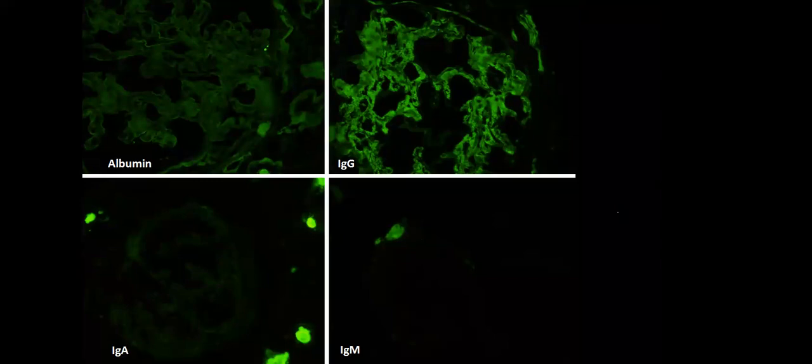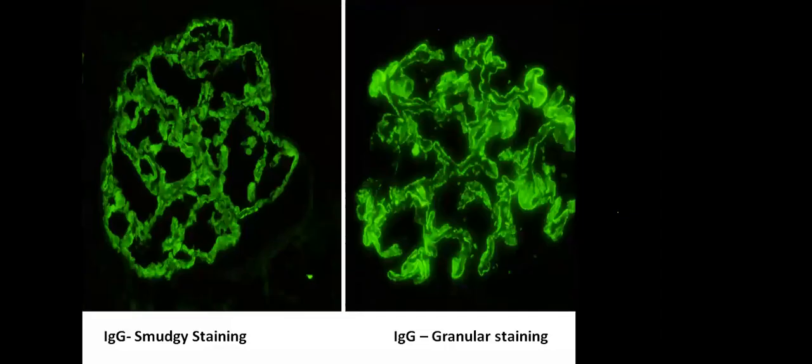When we did the stains, albumin was negative. IgG showed some kind of staining. IgA and other immunoglobulins and complement were negative. Kappa and lambda also show. So this image shows IgG which is showing a smudgy staining in the present case, and this is the IgG of membranous, which is showing a granular staining. You can see the granular staining here, and you can see smudgy staining here.